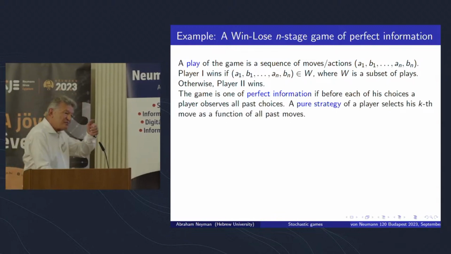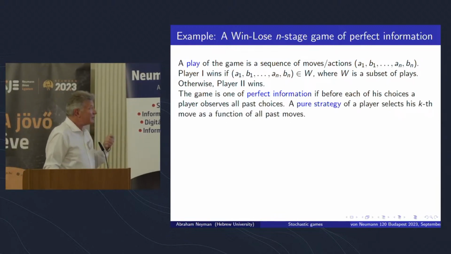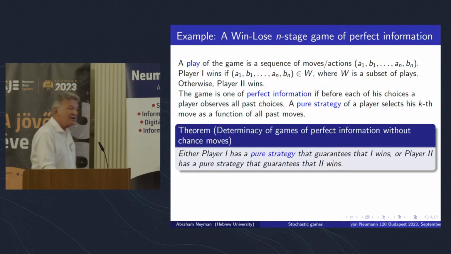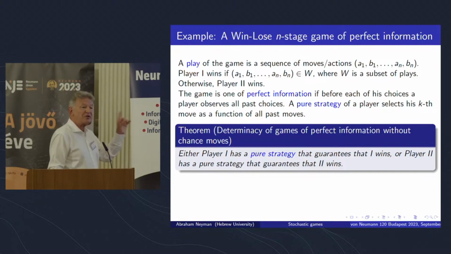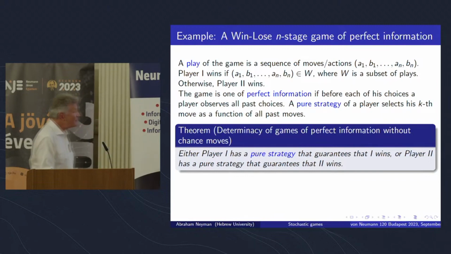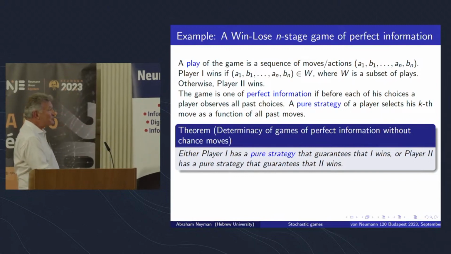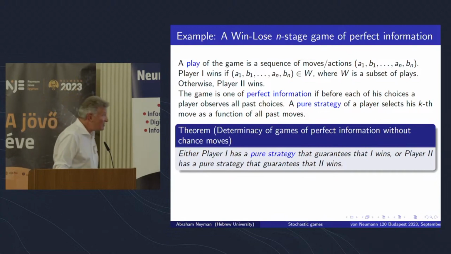And now comes a concept which is important. The pure strategy of a player in such a game, since he knows everything in the past, is what he does in his kth move as a function of all past moves. And the theorem, the determinacy of games of perfect information without chance moves, here there were no chance moves like in chess. In poker or in other games there will be chance moves. Either player 1 has a pure strategy that guarantees that player 1 wins, or player 2 has a strategy that guarantees that 2 wins.